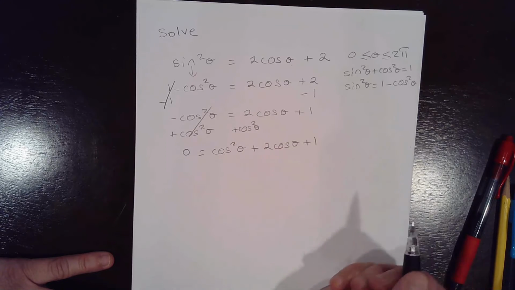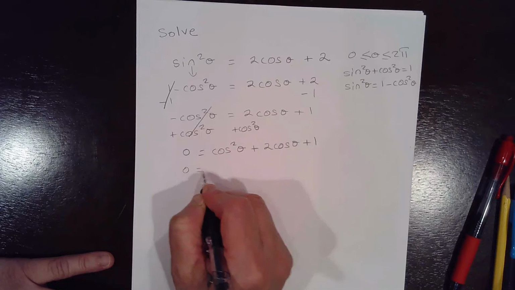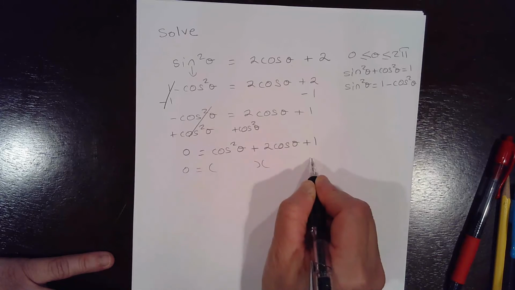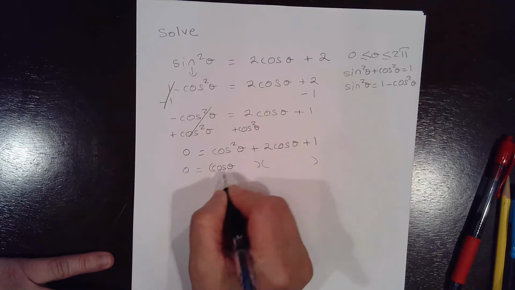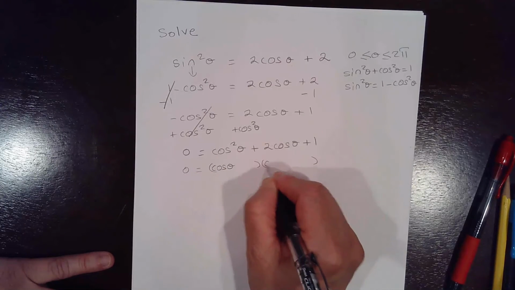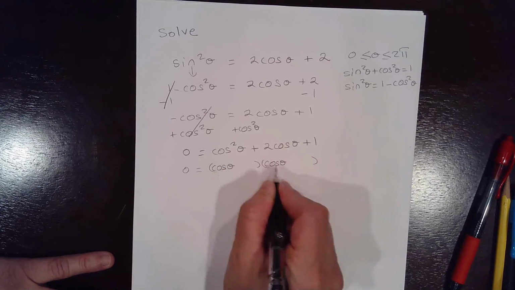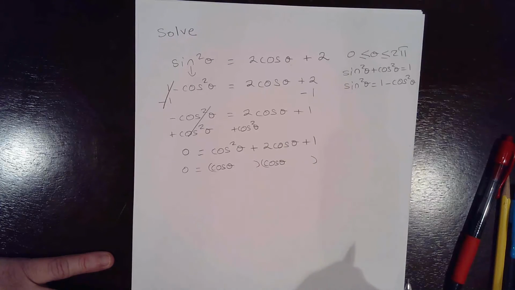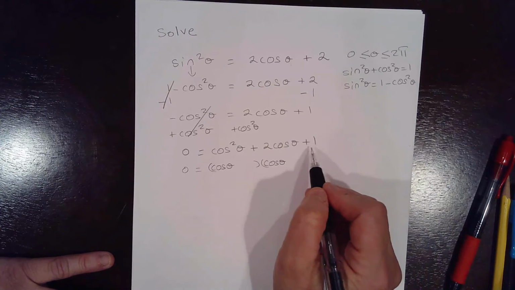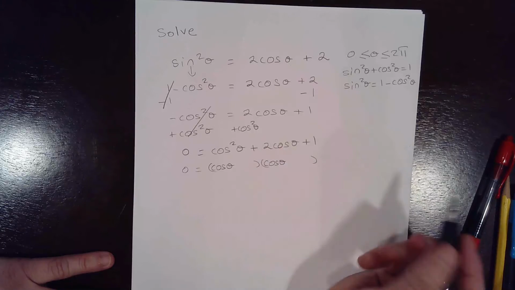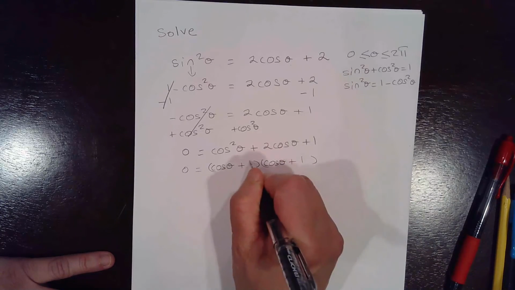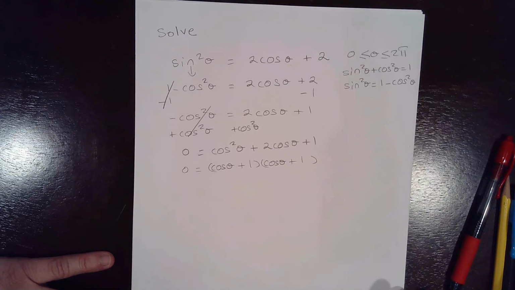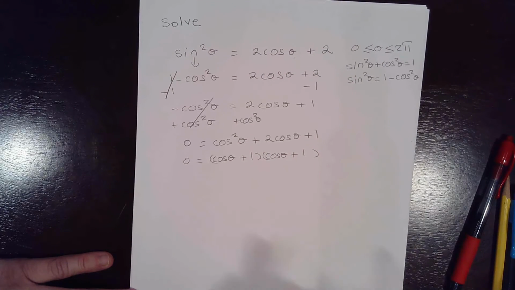You can do that if you want to, but I'm going to go ahead and factor this, leaving the cosine as is. So we have cosine squared theta, so that means cosine theta and cosine theta. If you multiply them together, we get cosine squared theta. Now the product is positive 1 and the middle term is plus 2, so that means they're both going to be 1. We have no other options. Okay, so that's the same as cosine theta plus 1 squared.